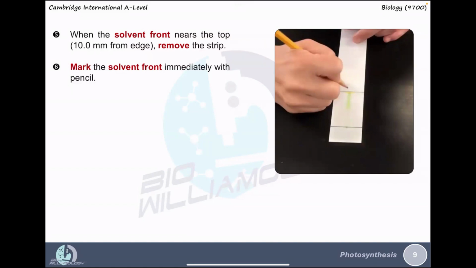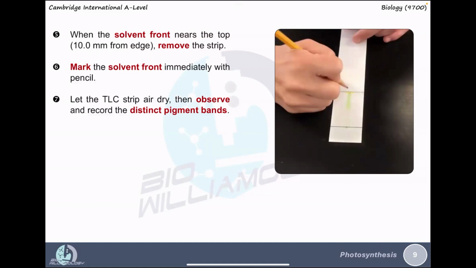So the first thing we have to do after we remove the strip is draw the solvent front. After that, we can analyze the pigments. Let the TLC strip air dry as usual, and observe and record the distinct pigment bands.